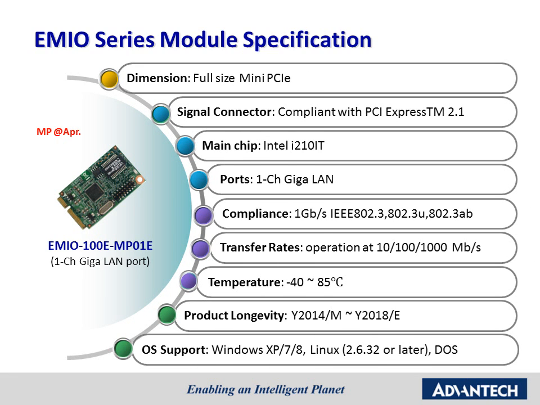The EMIO-100E-MP01E is a full-size mini PCIe module that adds one more gigabit Ethernet port to a board or system. This module uses the Intel i210 IT LAN controller and supports extended temperatures, and it will be phased in for about 4 years. This module will support the following operating systems: Windows XP, 7, and 8, as well as Linux and DOS.